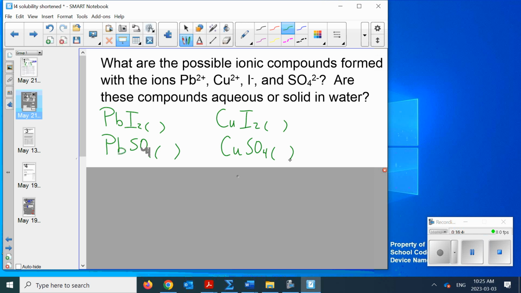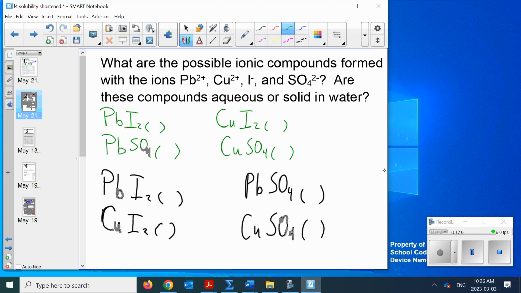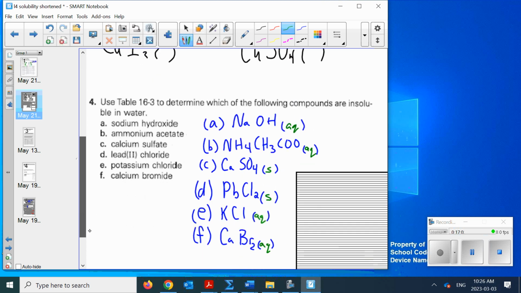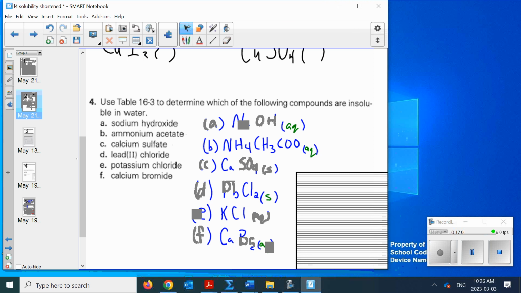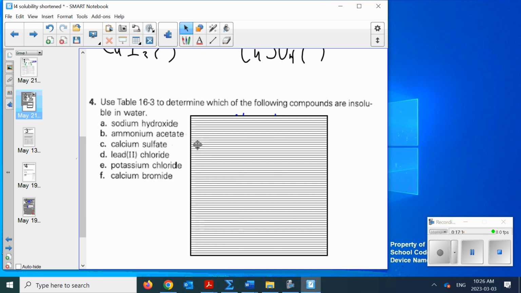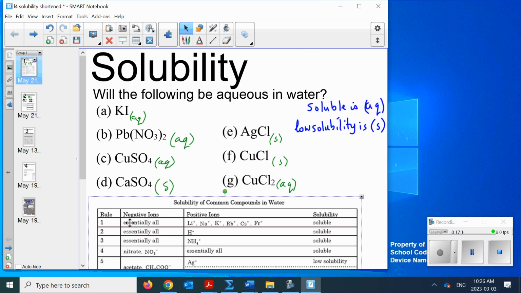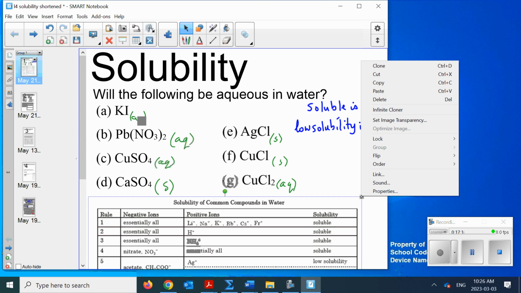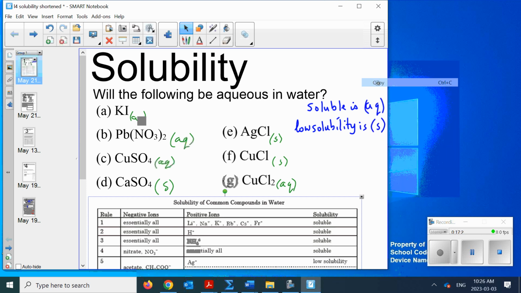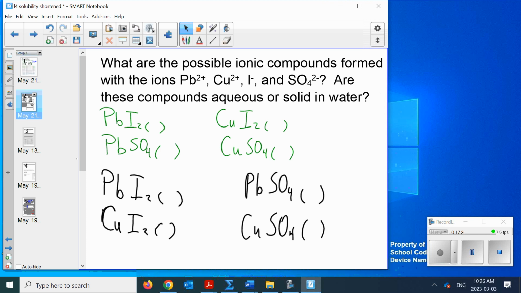Let's see what happens. Now let's use that chart, right? You're going to see I've repeated. I have this down here. But I want to go through the logic for that. So what I want to do is flip back and forth. So I'm going to go page.